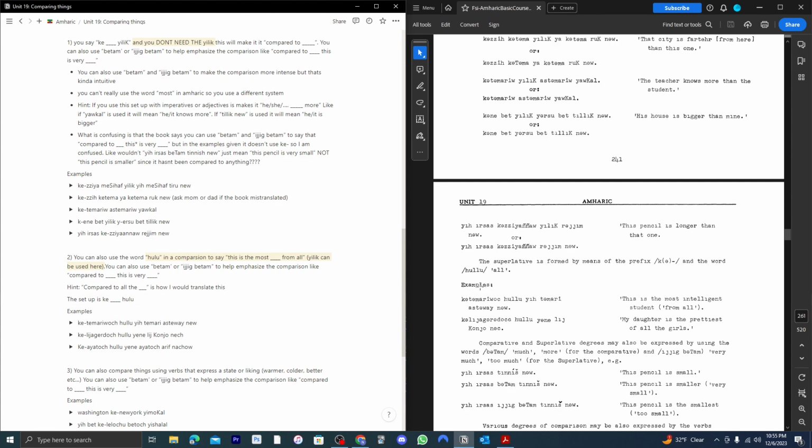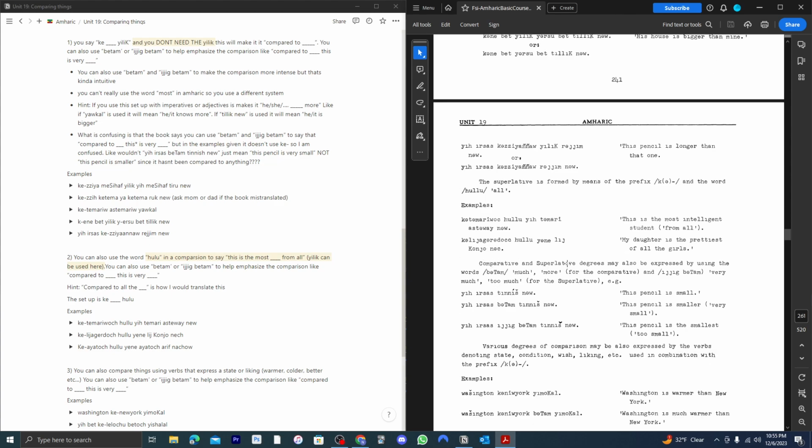So I think just going into examples should work. Ketamari wachulu, compared to all the students. Yehit tamari, this student, I know, is the best. This student is the most talented. Kalij agerdo chulu, I guess compared to all the daughters or all the females or little girls or something. Yene lij, my kid or my daughter, konjo nech, like she's the most beautiful. My daughter's the prettiest of all the girls. Okay, yeah.